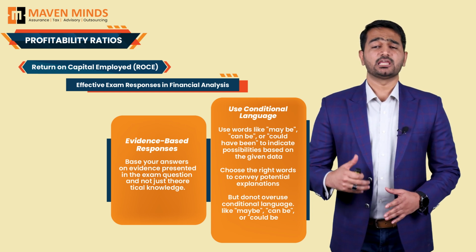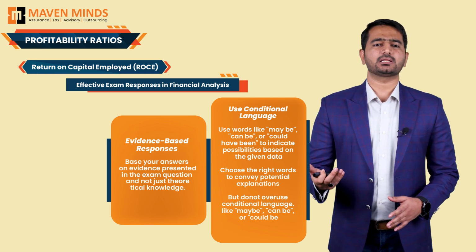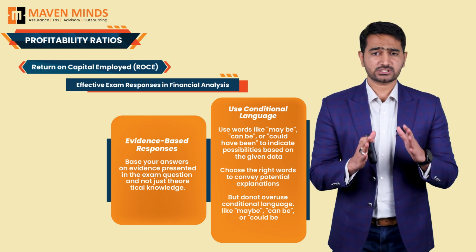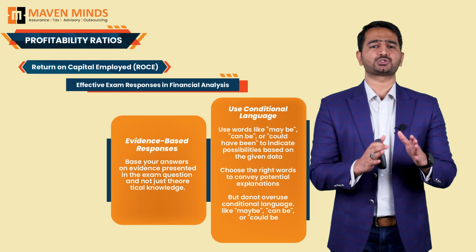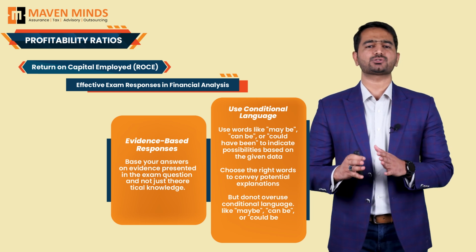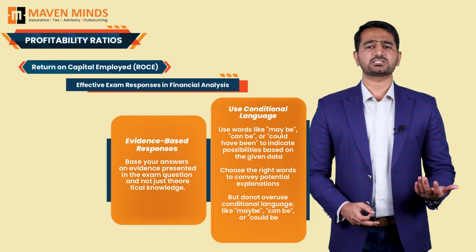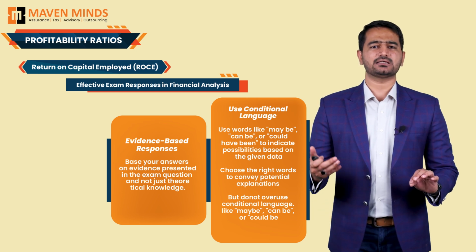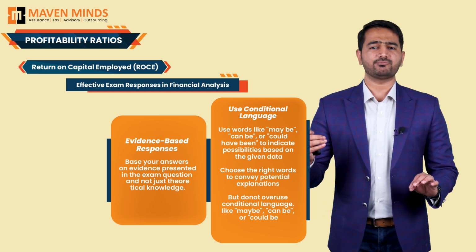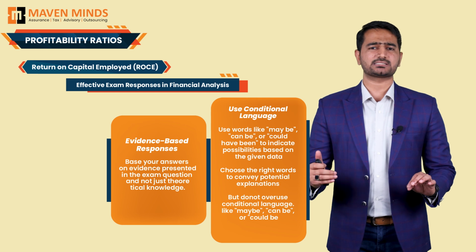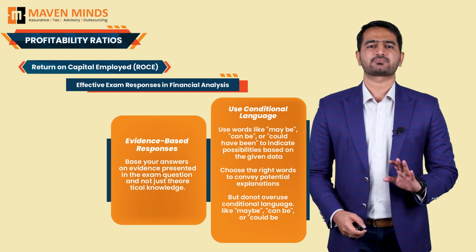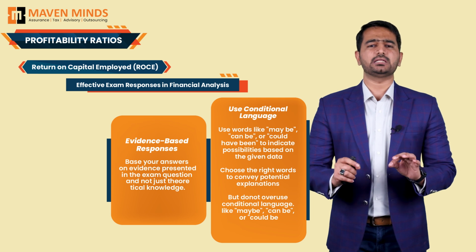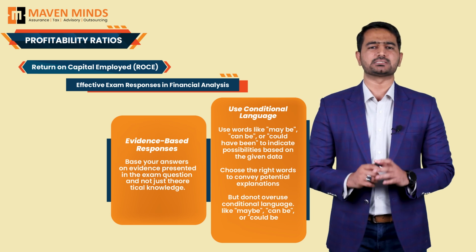For example, if you propose that return on capital employed has fallen, perhaps due to leases, first confirm whether the balance sheet shows any non-current lease liabilities or not. If the financial statements don't indicate any new leases, then suggesting that the return on capital employed might have decreased due to the impact of lease recognition is pointless. You won't receive any marks for that because there was no indication in the question about the new leases.